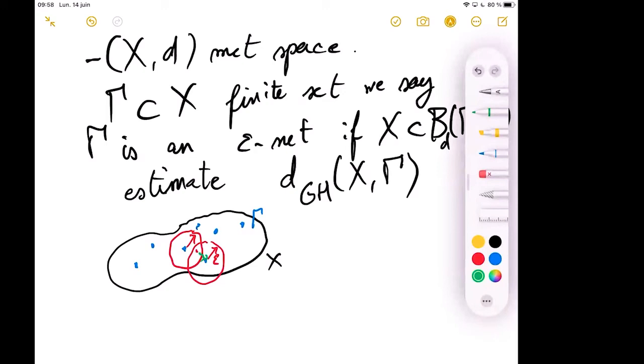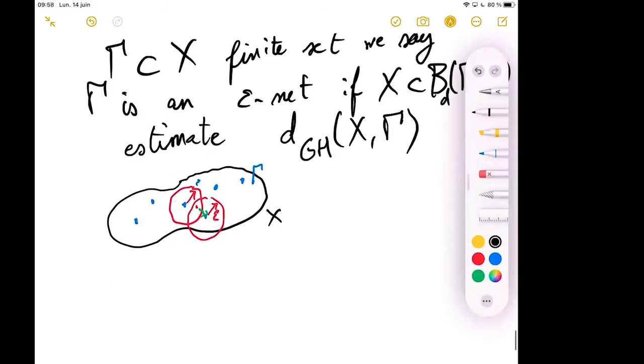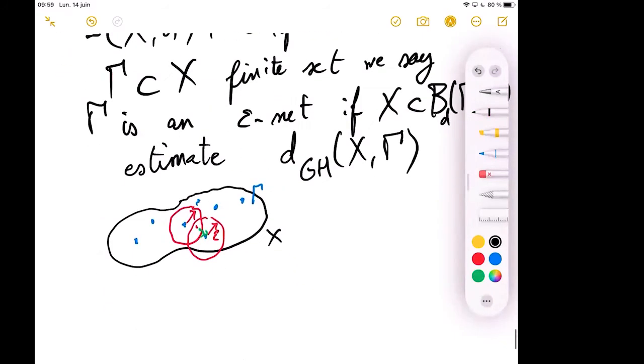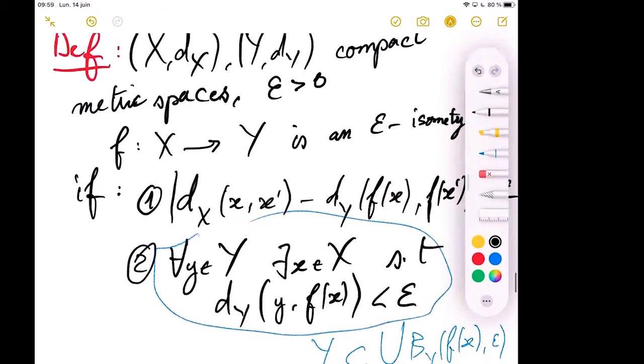Okay, so this is a very convenient setting, very convenient tool, because it moves the study of Gromov Hausdorff convergence to a study of finite sets. Okay, so now, maybe an exercise. No, there is no continuity assumption on epsilon isometries, as you see in this example. And you cannot prove it from the definition.